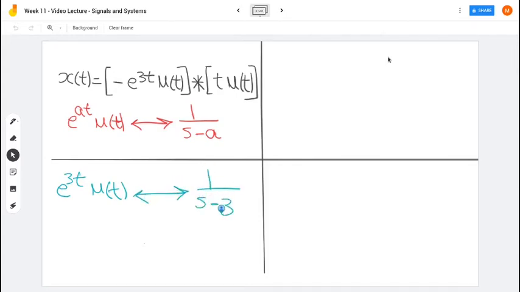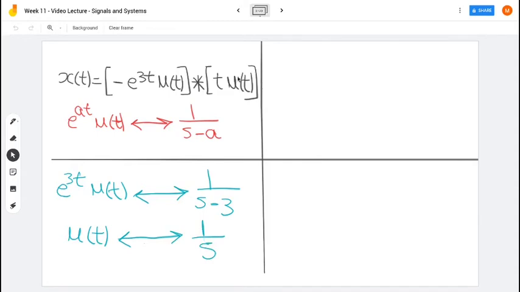And similarly, we need to find the Laplace transform of t times u of t. Let's start by u of t. So u of t can be thought of as e to the power 0t times u of t. So in this case, a is 0 and the transform is 1 over s minus 0, which is 1 over s.